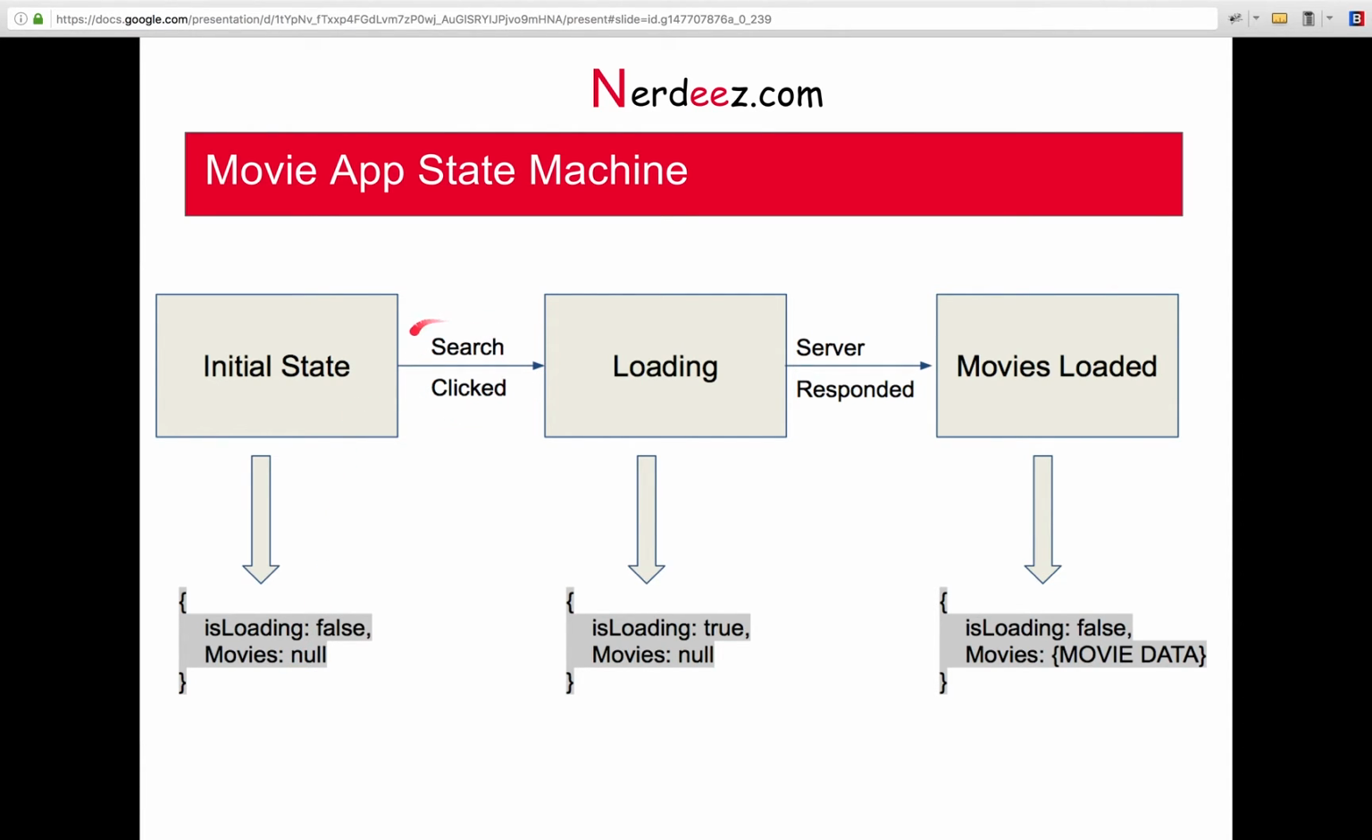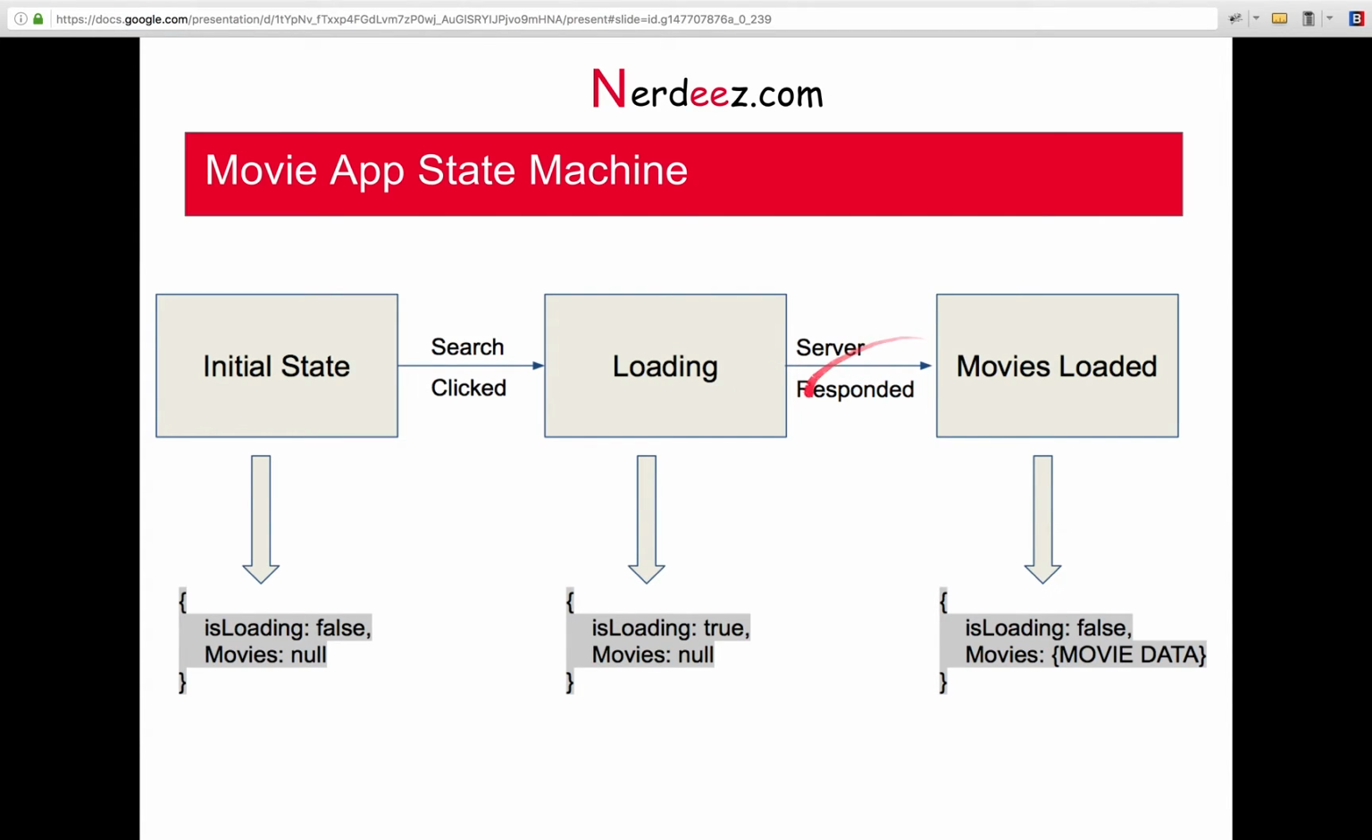We have a search clicked action, which means when the user fills in the search term and then clicks the search button, then we have a search clicked action. The search clicked action sends us to the loading state. In the loading state, we have the loading flag set to true, which means we are sending the request to the Open Movie Database API, and we are waiting for the response from the server. So the loading flag is set to true, and we still didn't get the response from the server, so the movies object is still set as null.